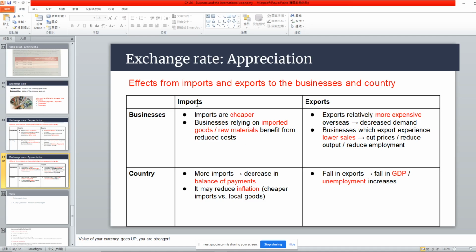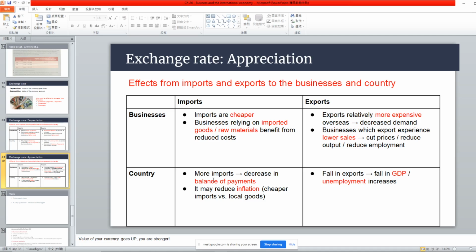If you are the citizens, the consumers, when you have an appreciated currency, it's good for you as well. So you spend more money on imported goods. And at the end, to the country, the effect is just the opposite. Because now you spend more on imported goods, so you don't spend much on local goods. So the inflation is now getting lower.